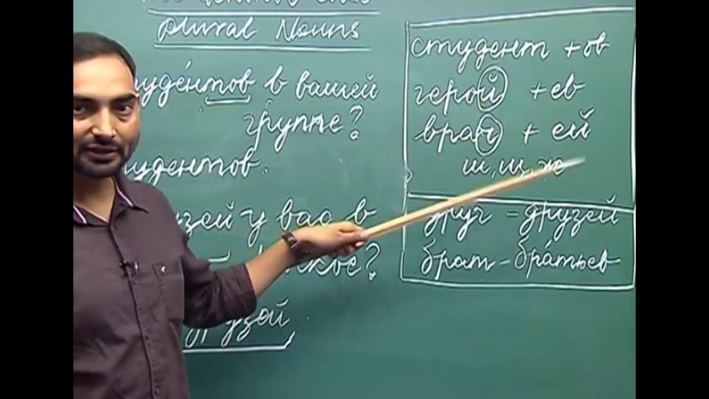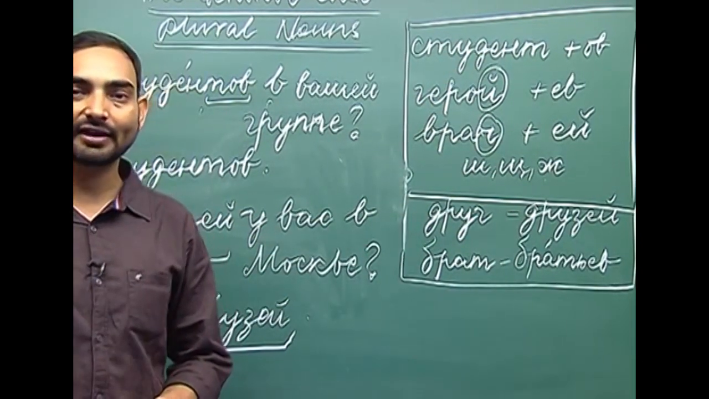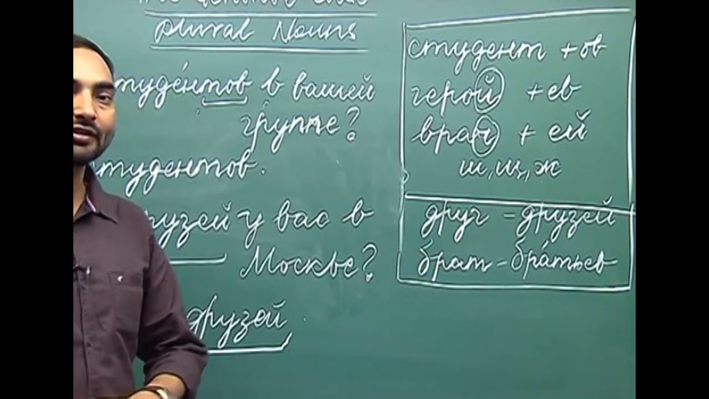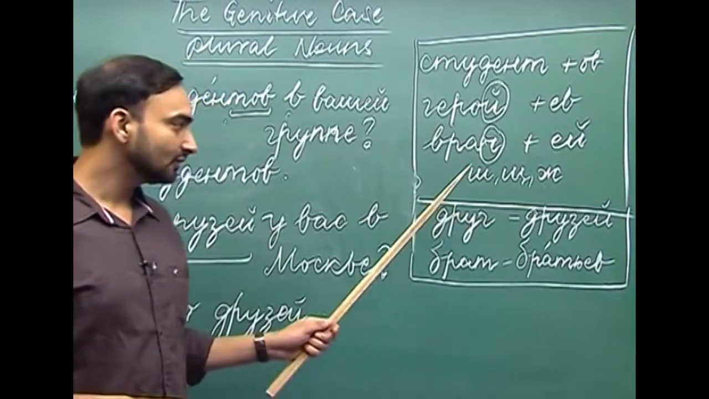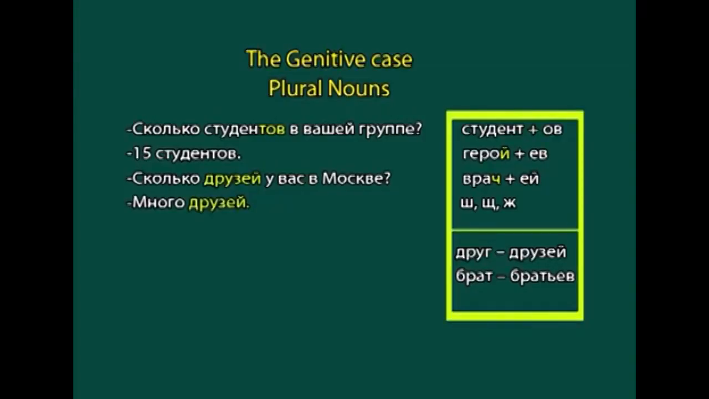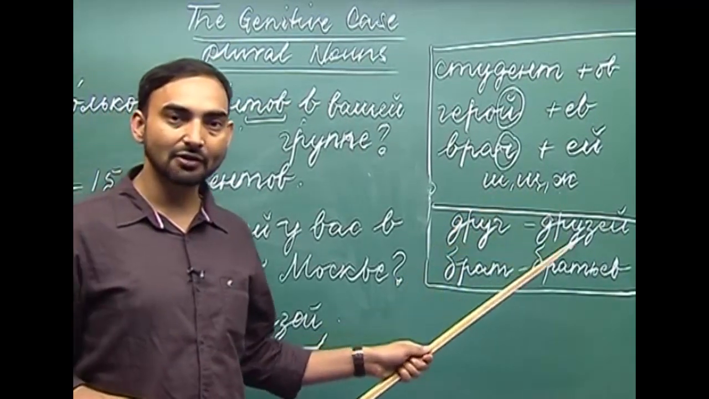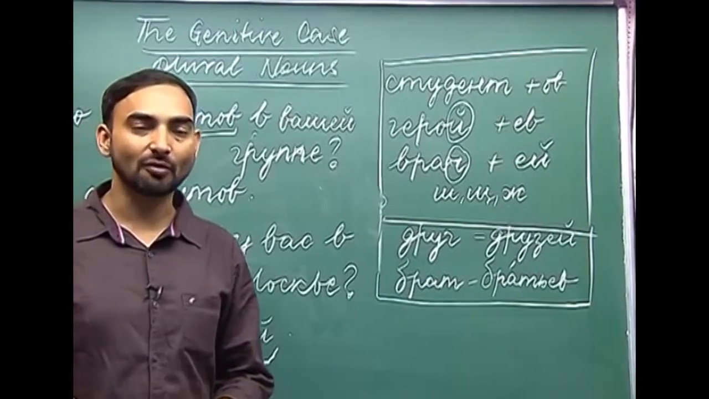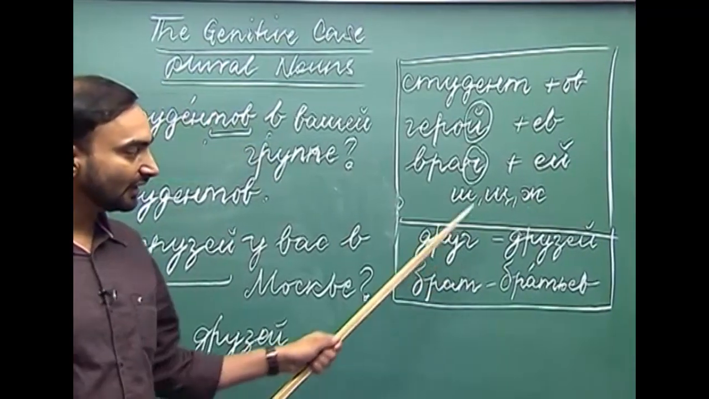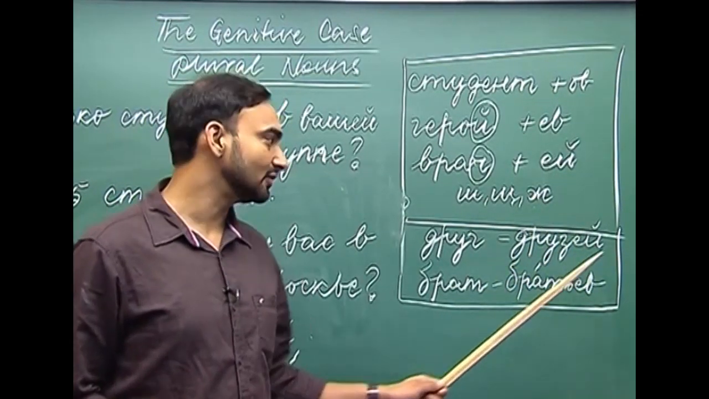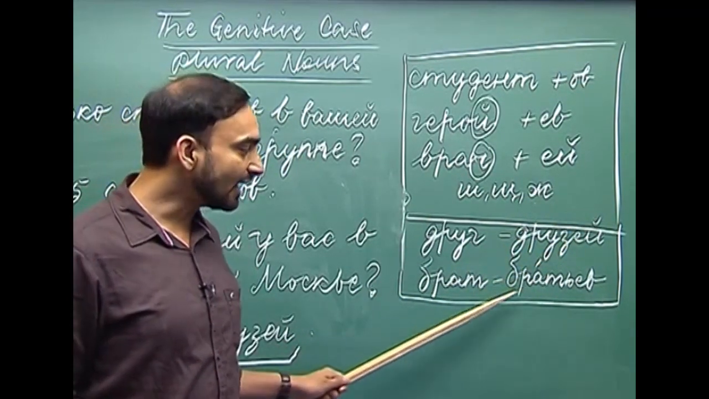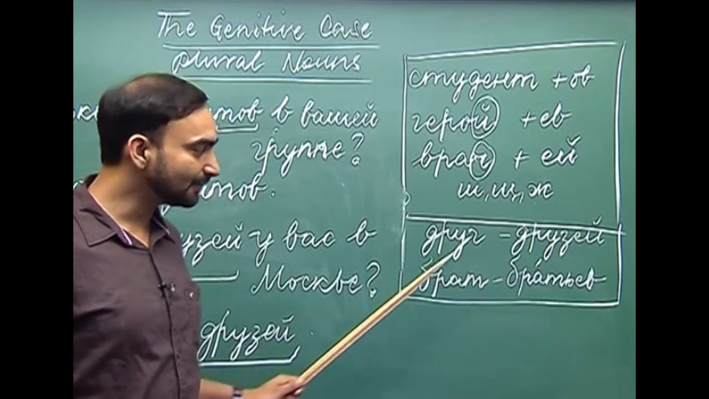Apart from these regular nouns, there are certain nouns which have irregular plurals in the nominative, if you remember. For example, друг, which is nominative singular. What is the nominative plural of друг? It's друзья. And брат, what is the nominative plural? Братья. So, these two nouns have irregular plurals. Whenever there is a noun with an irregular nominative plural, it will have an irregular plural in the genitive case also. So, друзья, друзей, брат, братья, and братьев. So, друг, друзей, брат, братьев.